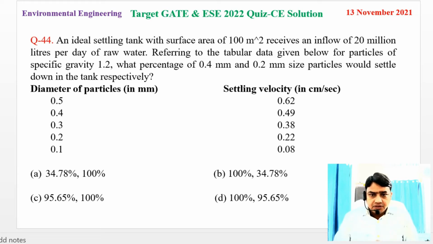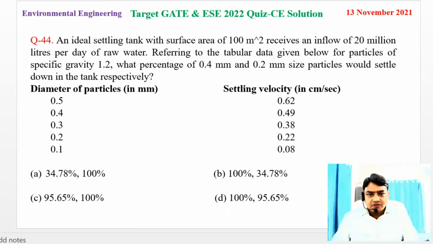So the last question we uploaded on our YouTube channel was related to environmental engineering. An ideal settling tank with surface area of 100 meter square receives an overflow of 20 million liter per day of raw water. Referring to the tabular data given below of particle of specific gravity 1.2, what percentage of 0.4 mm and 0.2 mm size particle would settle down in the tank respectively?